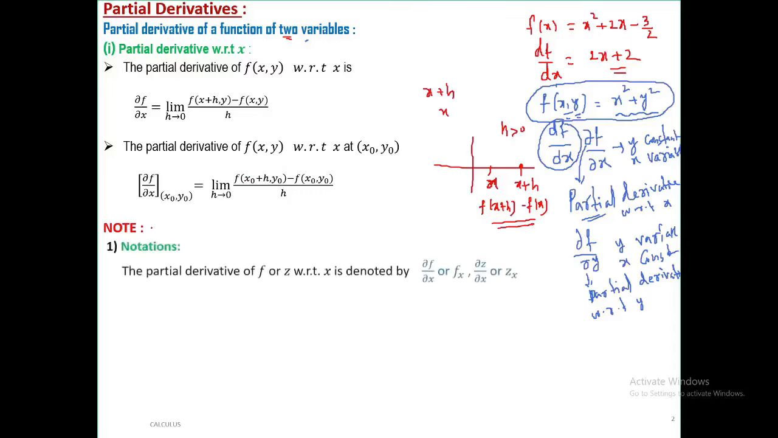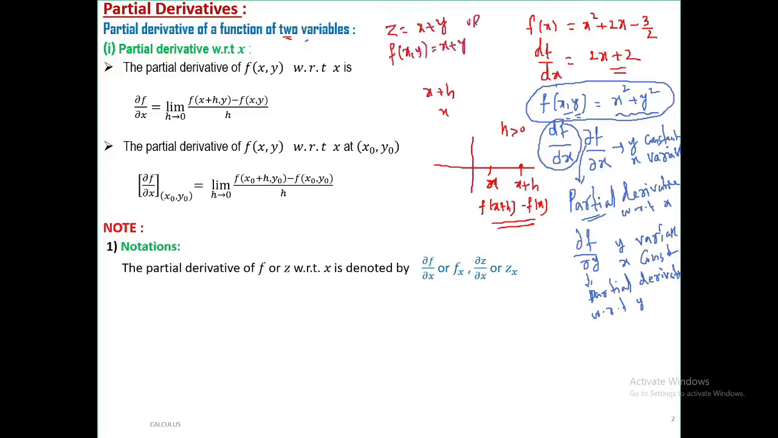Notations. The partial derivative of f or simply z. That means, for example, z is x plus y, you can write like this, or simply f of x comma y is equal to x plus y, you can write like this, no problem. Both representations are correct for the function x plus y. You can write z is equal to x plus y or f of x comma y is equal to x plus y. That means x and y are inputs, and x and y are independent variables. For example, x is 1, y is 1, then what is the f value? 2. If x is 1, y is 1, f value is 2. That means indirectly the z value only.